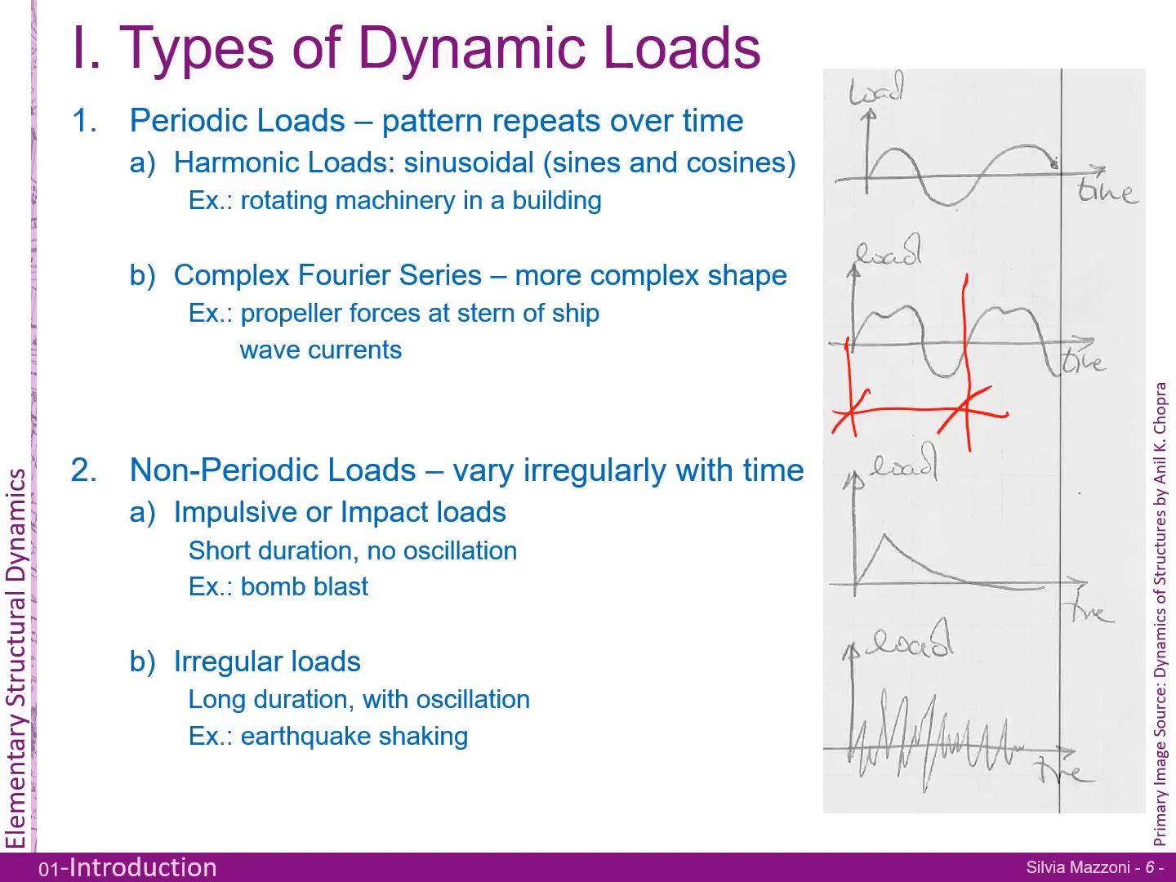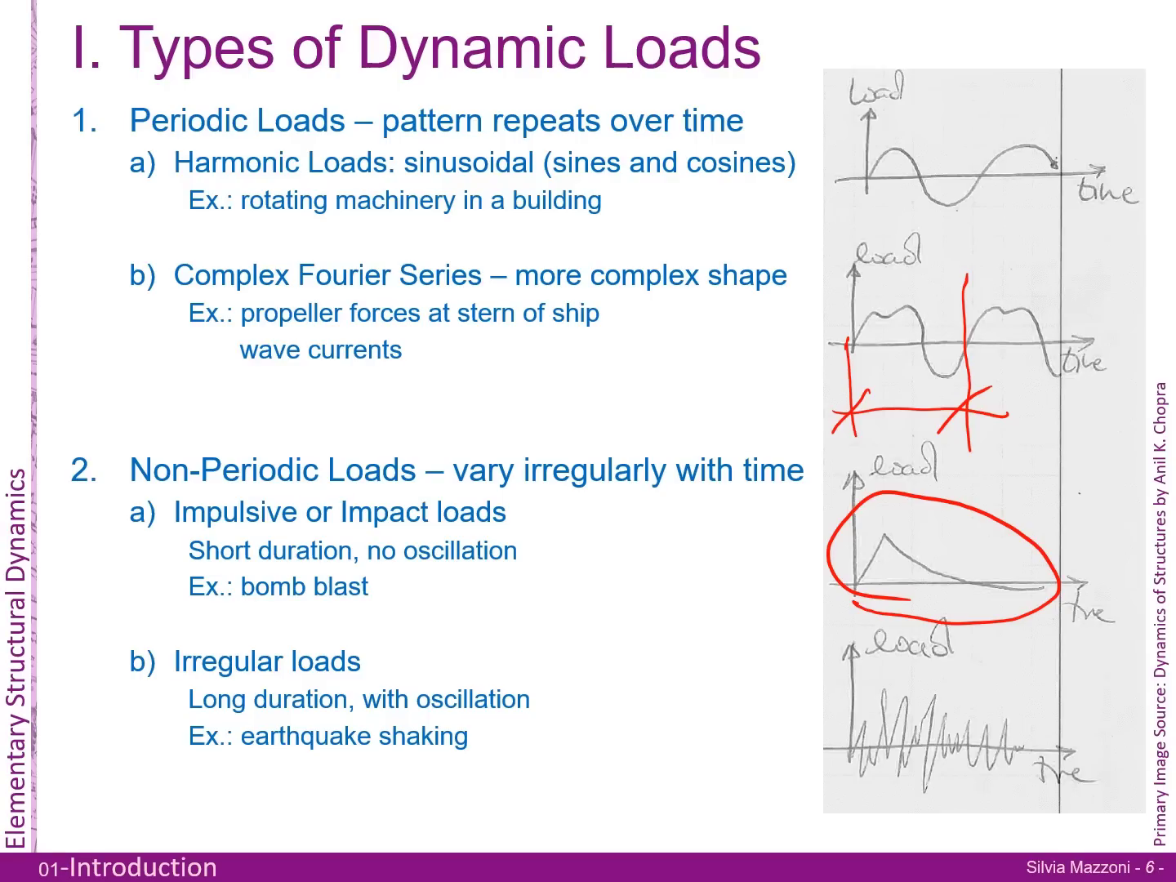So irregular loads have long duration, and therefore the system oscillates. The best example, which is really what we're all here for, is earthquake shaking. So earthquake shaking, you can see it in the figure here. It's not well defined. You can't really easily represent it with sine and cosine functions. But guess what? You can represent it by a sequence of impact loads. And that's actually how we're going to solve the earthquake problem, or one of the ways that we can solve this problem.